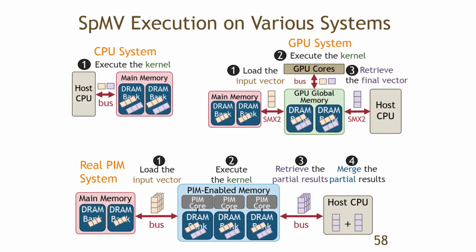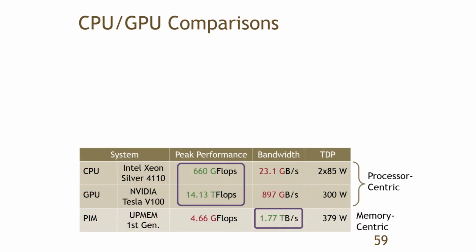We also did a comparison to CPU and GPU. In this case, I think it was an NVIDIA V100. As you see, they are very different systems, right? CPUs and GPUs can be called processor-centric, PIM can be called memory-centric, and there is where its biggest advantage resides, the large memory bandwidth.